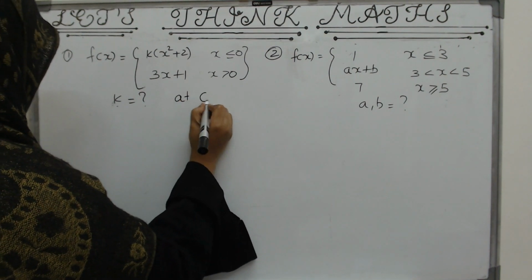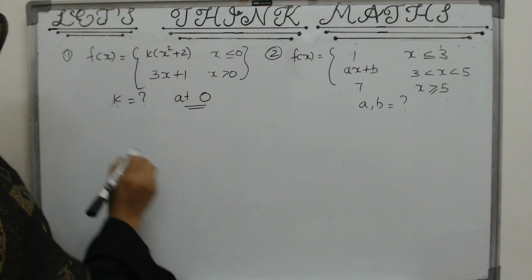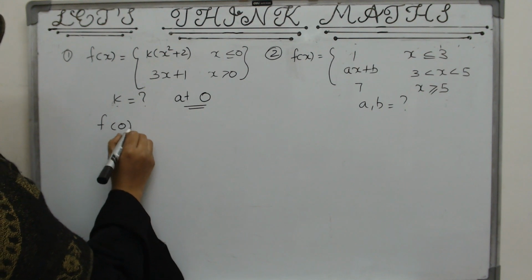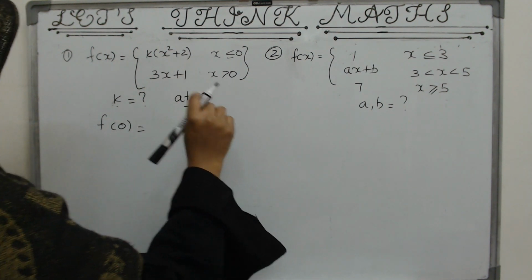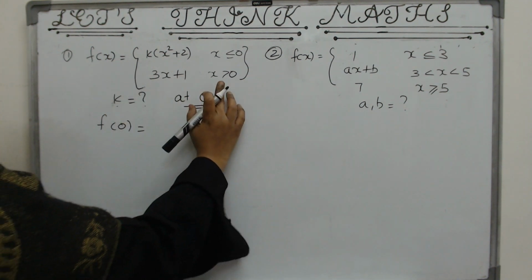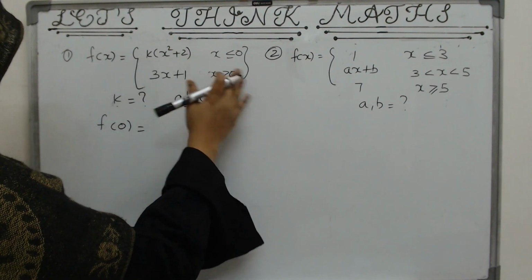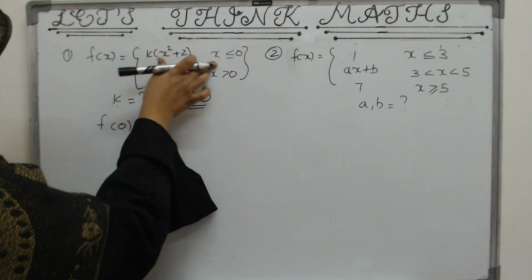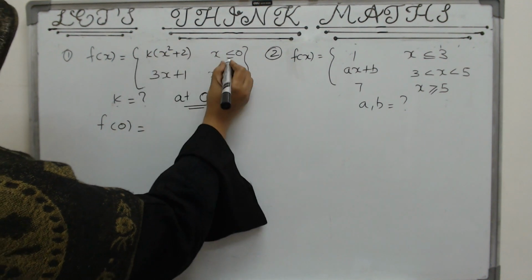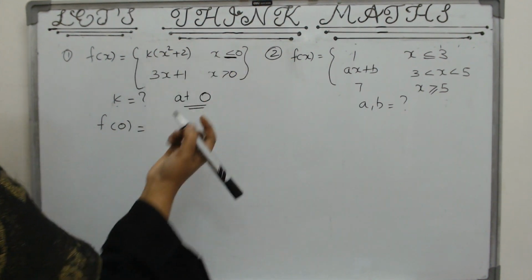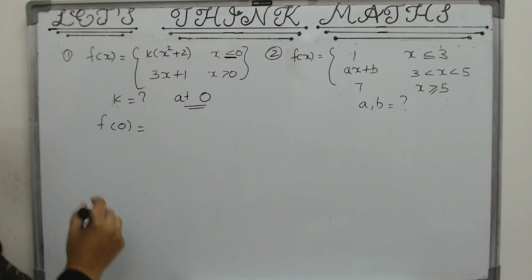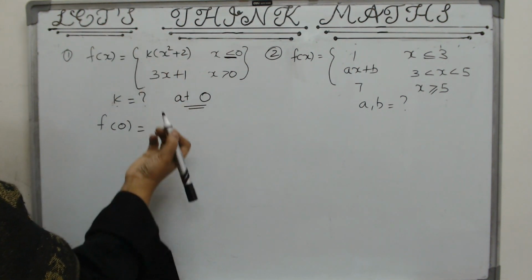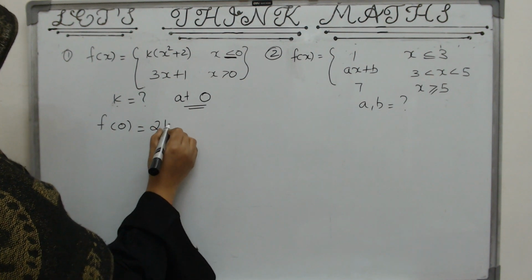So let us assume that at 0 it is continuous. Then what is f of 0? Look, where you have the strict inequality, don't go there. Here see, x is strictly greater than 0. Don't go to the strict inequality, go to here, this one. This here is less than or equal to. So that is where you will get the value for x equal to 0. If you put x equal to 0, you get 2k.